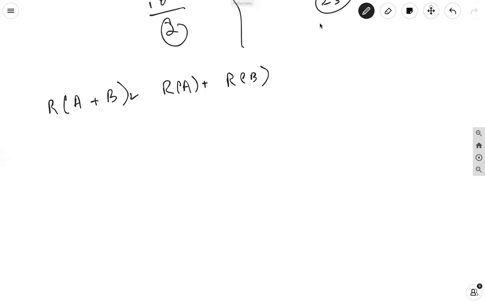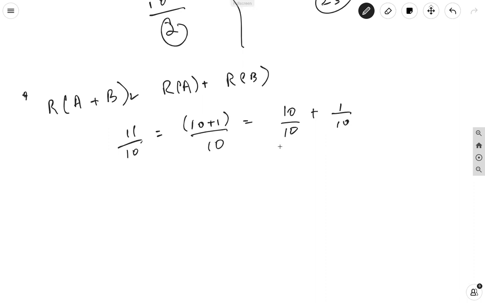This is a very helpful property. For example, if we are dividing 11 by 10, we can also write this as 10 over 10 plus 1 over 10, right?